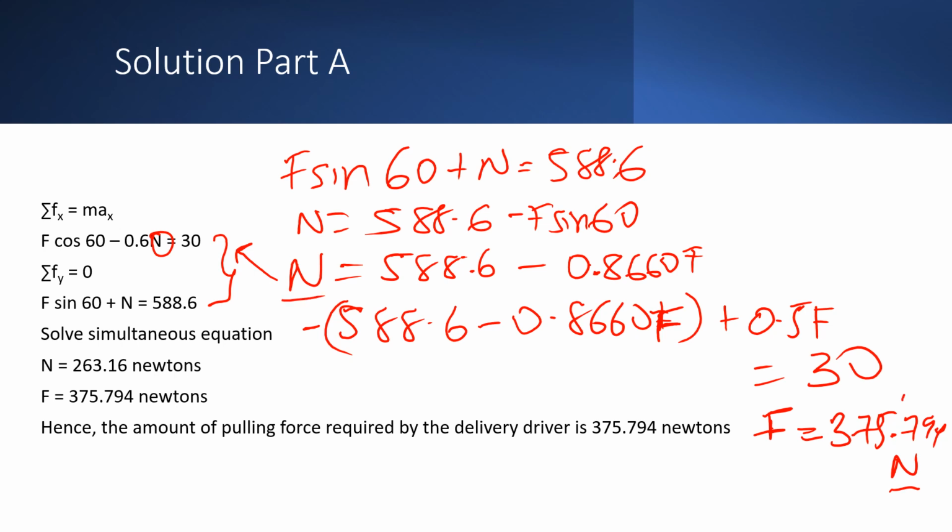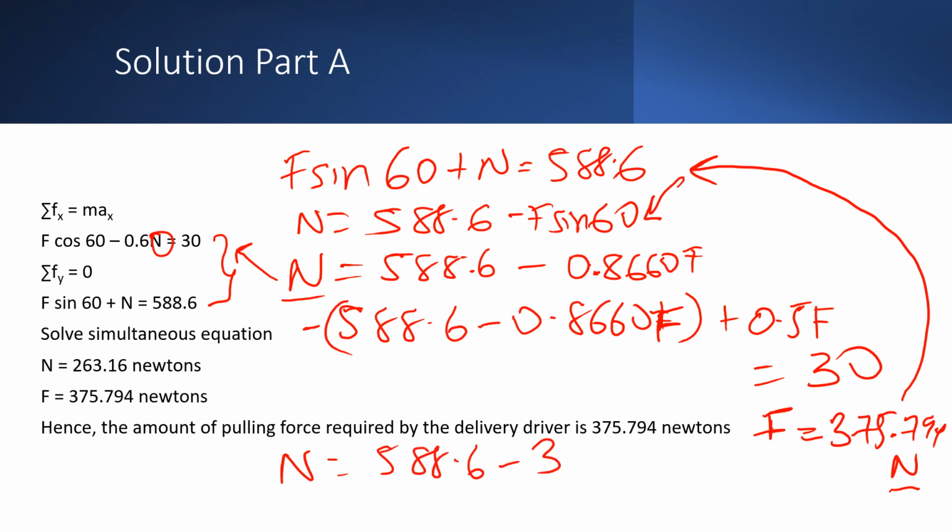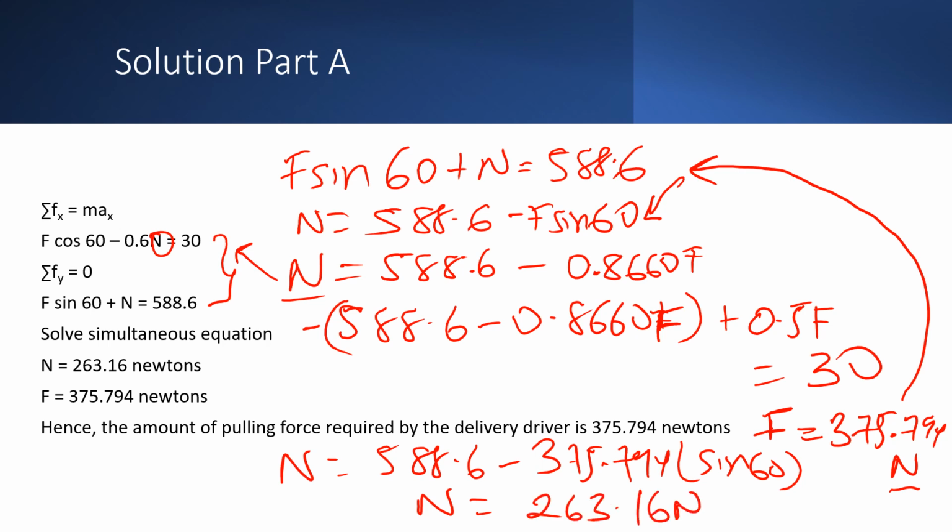Now you substitute this back into the original equation 2, or actually this one. You have N is equal to 588.6 minus 375.794 multiplied by sine 60, and N is equal to 263.16 newtons. So that is how you get the newtons for the normal force, and you get F, which is the force of pull. So basically, hence, the amount of pulling force required by the driver is 375.794 newtons. You could say the driver is in tip-top shape.